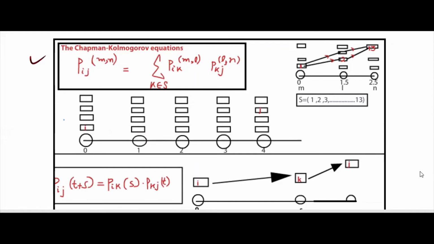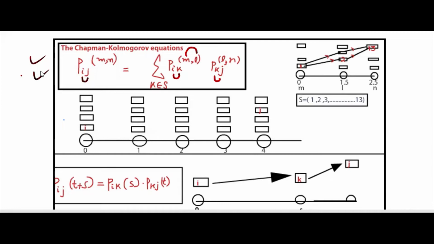This one we have seen already. This is not a new one. Kolmogorov's equation, the Chapman-Kolmogorov equation, we have already seen this one. We use this one. Here we talk about states i to j. So i to k and then k to j.